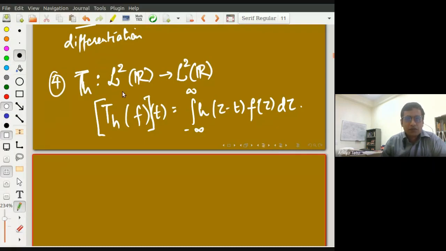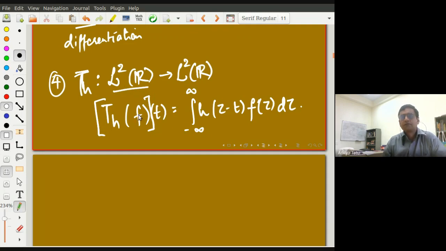So I hope you remember what this L2R is. It is the set of absolutely integrable... no, this is not the set of absolutely integrable, this is square absolute integrable. So finite energy signals in terms of signals and systems.